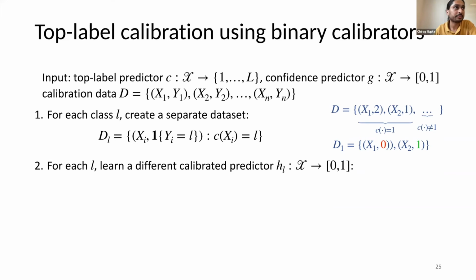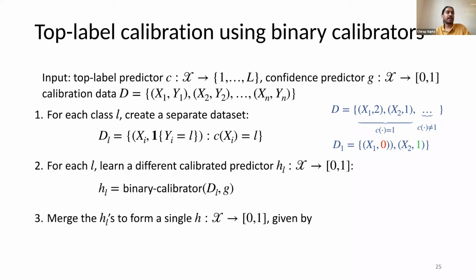per class. Okay, and so now you're going to learn a different calibrated predictor HL for every class. And this is going to be given by your favorite binary calibrator. This could be any binary calibrator that you like. You put in DL and you put in G and you get HL out.